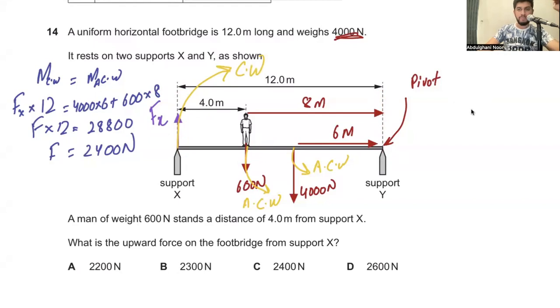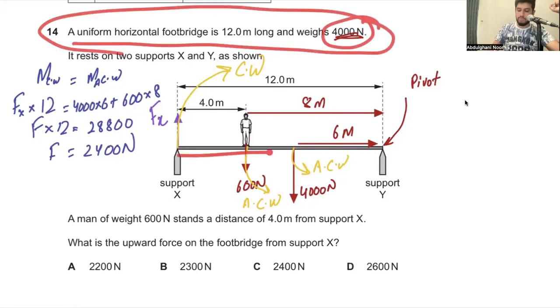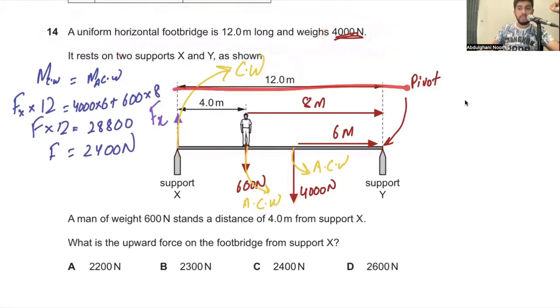Where did this 6 come from? This 6 is basically, this is 4,000 Newton, which is the weight of this footbridge. And because it is uniform, the weight acts from the center, the geometric center. So Ali Hassan, if this entire thing is 12 meters, this distance will be 6 meters. So your answer comes out to be 2,400 Newtons.